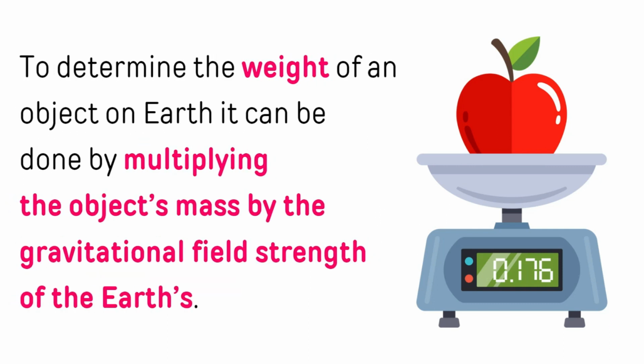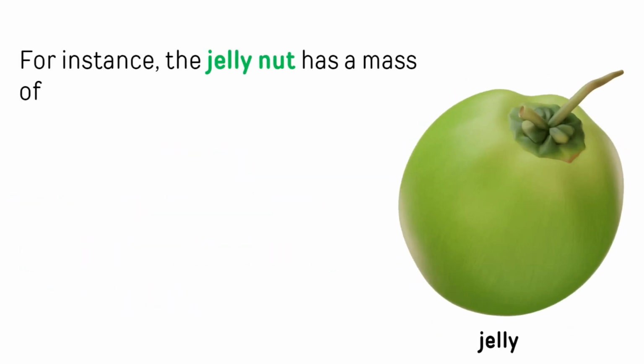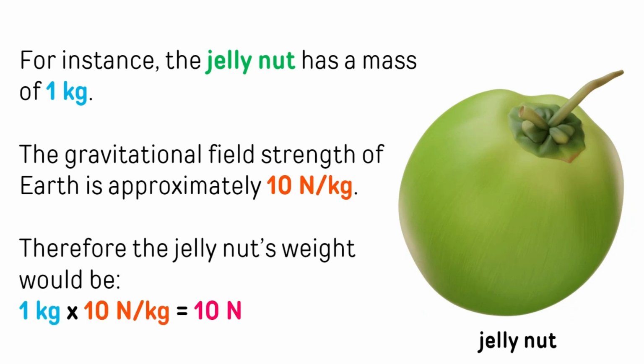To determine the weight of an object on Earth, multiply the object's mass by the gravitational field strength of the Earth. For instance, the jelly nut has a mass of 1 kilogram. The gravitational field strength of Earth is approximately 10 newtons per kilogram. Therefore, the jelly nut's weight would be 1 kilogram multiplied by 10 newtons per kilogram to give us 10 newtons.